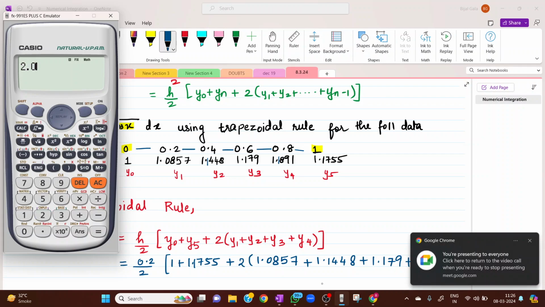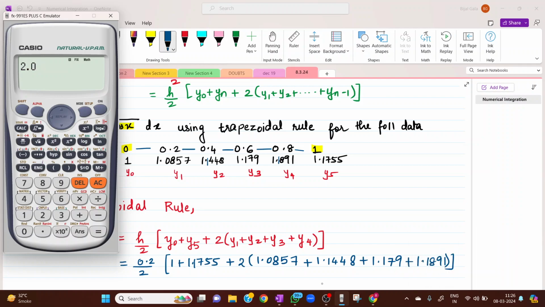So 0.2 upon 2, bracket 1 plus 1.1755 plus 2 times 1.0857 plus 1.1448 plus 1.179 plus 1.1891, closing both the brackets. This is your answer, 1.1373.